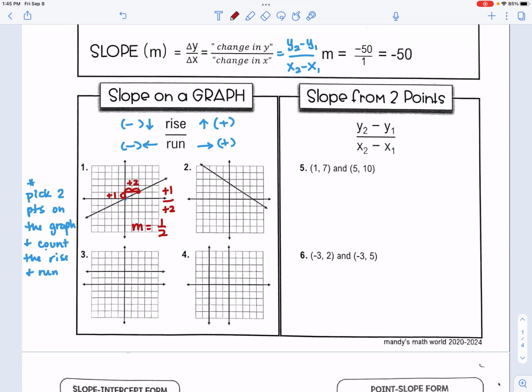If we're looking at something like number 2, again, I'm going to pick this point here and this point here. And if I draw my right triangle, here I'm going to draw it below the line. And then I'm going to count. I'm going down 2. So that's going to be a negative 2 since I went down 2. And then we're going 1, 2, 3 to the right. So it's a positive 3. So my rise is a negative 2. My run is a positive 3. So my slope is a negative 2/3. Remember to always simplify your fractions.